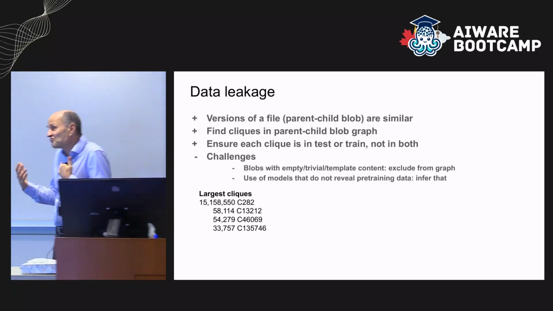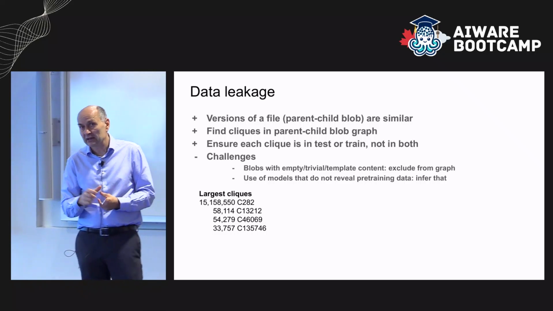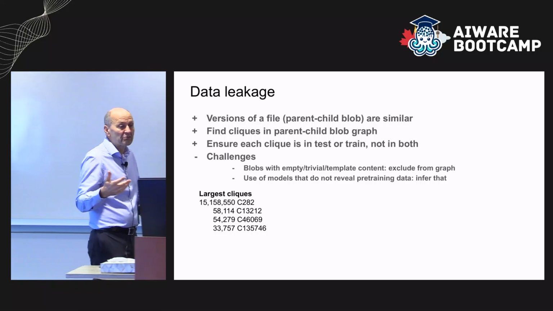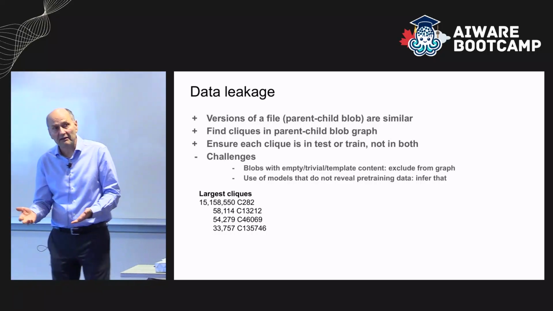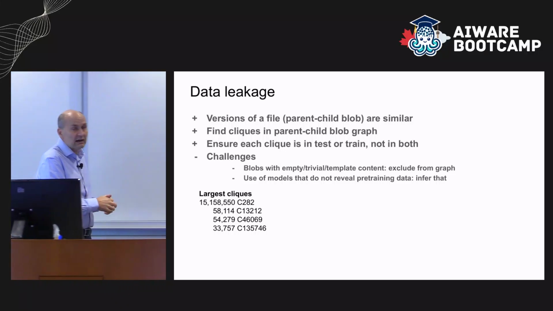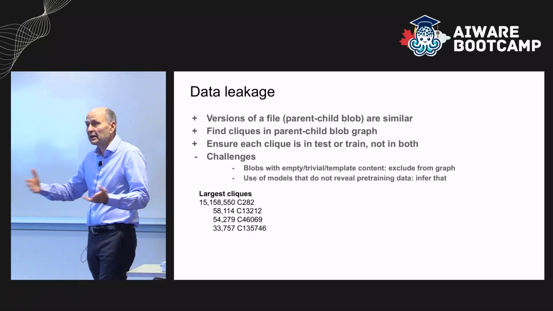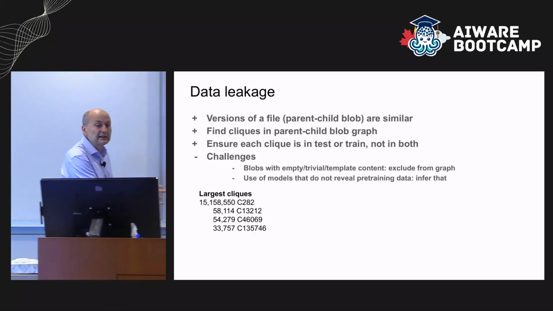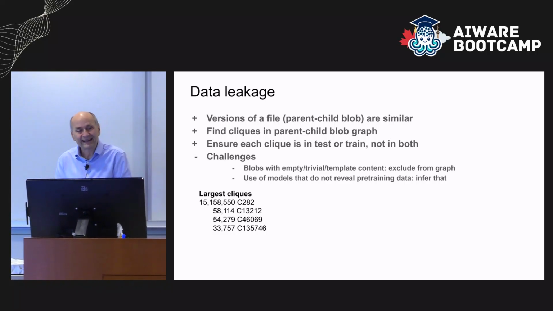The simplest way to do that is you say, if the blob is a parent or child blob of a particular blob, then include the link. Add all these links into a giant graph. Once you have that giant graph, find cliques, connected subsets, and then whenever you use data for training or testing, you make sure that your test sets are in different cliques than the training sets. So fairly straightforward. It's not so easy.